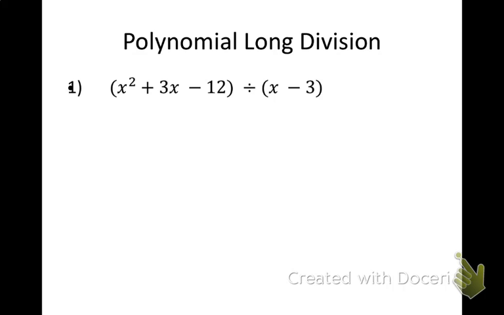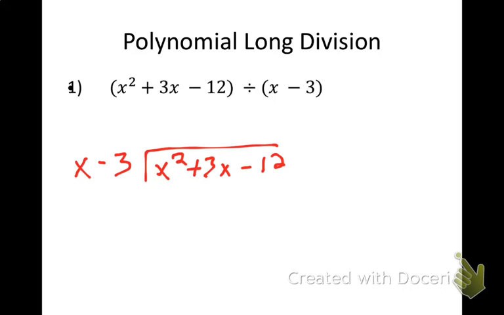So, I'm going to divide here. Long division. X squared plus 3x minus 12 divided by x minus 3. We all good there so far? First part goes inside, second part goes outside.